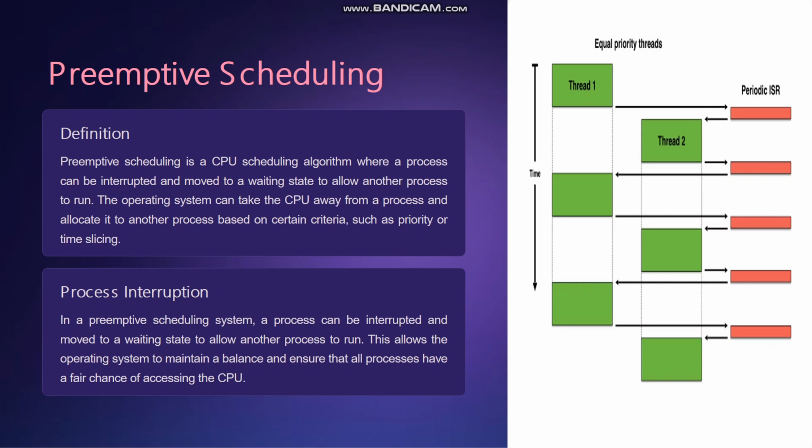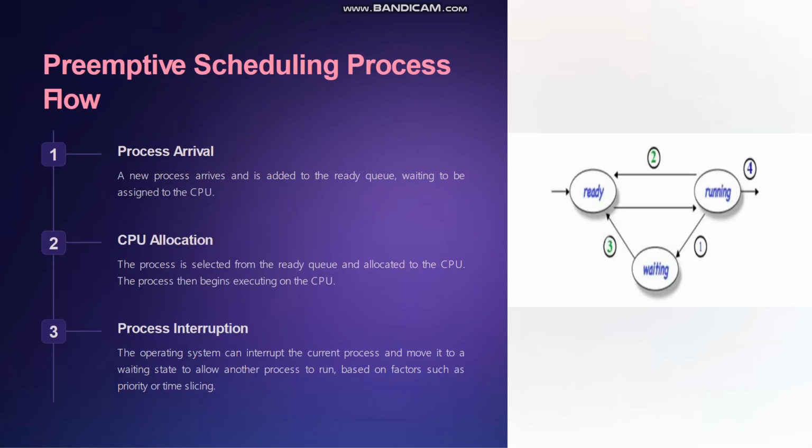Process interruption. In a preemptive scheduling system, a process can be interrupted and moved to a waiting state to allow another process to run. This allows the operating system to maintain a balance and ensure that all processes have a fair chance of accessing the CPU.